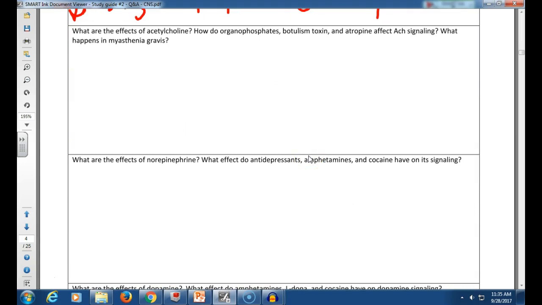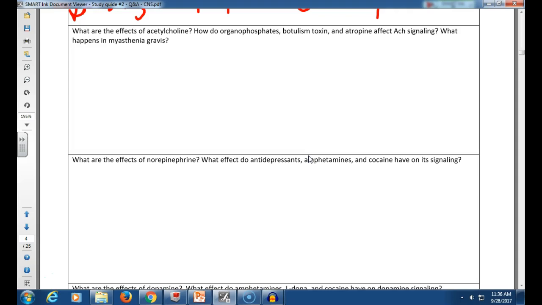Essentially, it gives you a space to go over each neurotransmitter. I'm going to give you an example on, say, acetylcholine, okay? ACH, it's either excitatory or inhibitory. Organophosphates inhibit degradation. Botulism inhibits release. Atropine inhibits receptors, okay? What happens in myasthenia gravis? Receptors are destroyed.